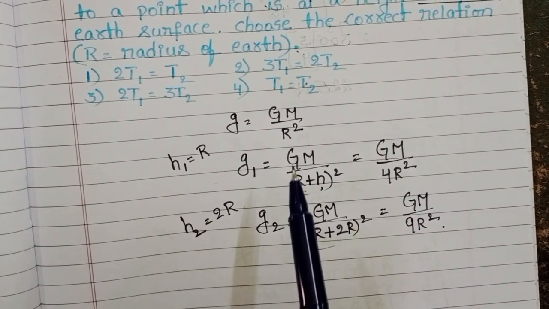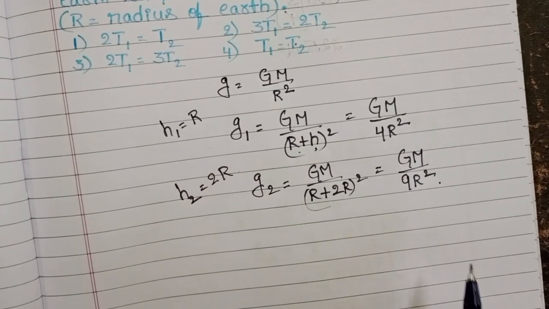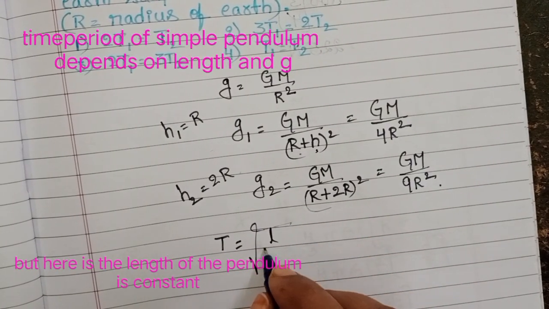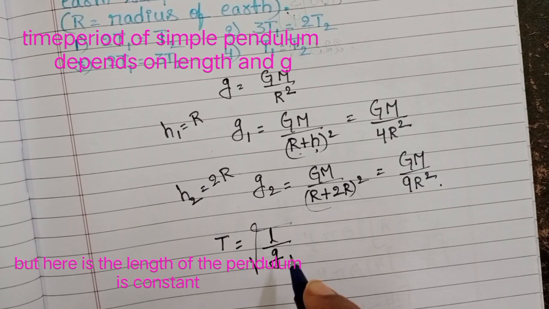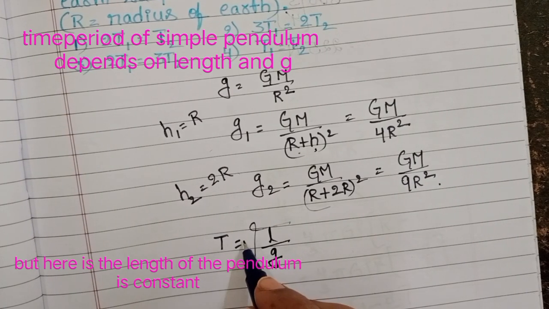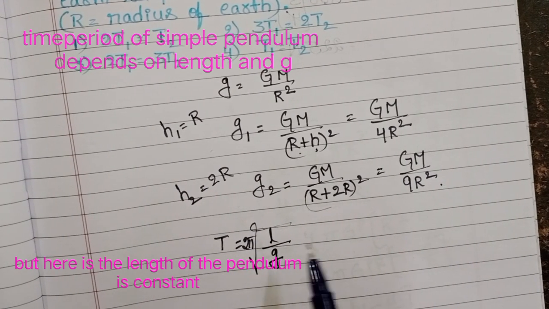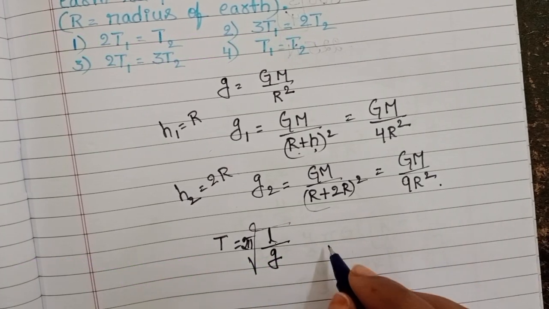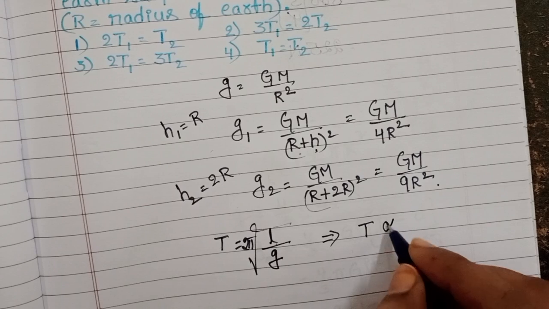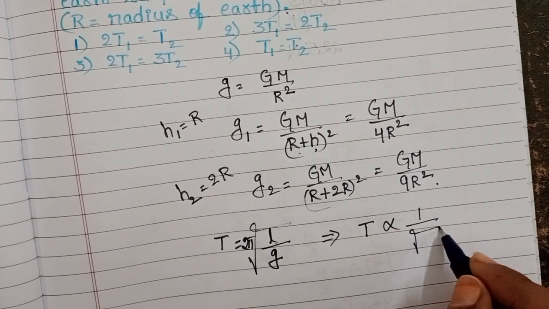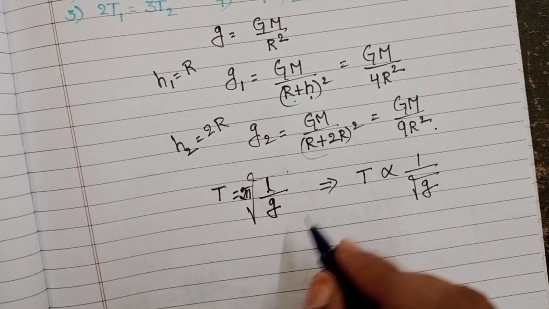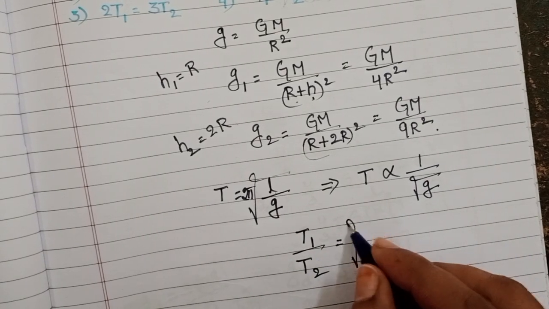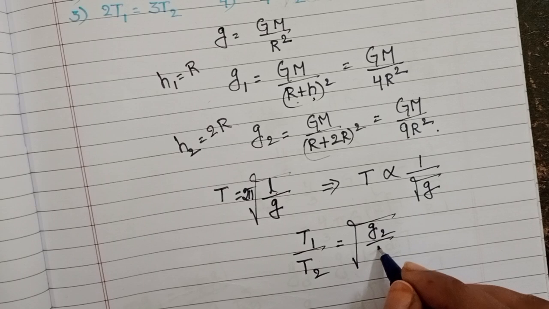Now we want to give the relation between time periods. Time period depends upon the square root of the length of the simple pendulum and the acceleration due to gravity at the given point. Here 2 pi is constant. L is also constant. Why? Because the length of the simple pendulum is constant. Then T is proportional to 1 by square root of g. Take T1 by T2. T1 by T2 is equal to square root of g2 by g1.